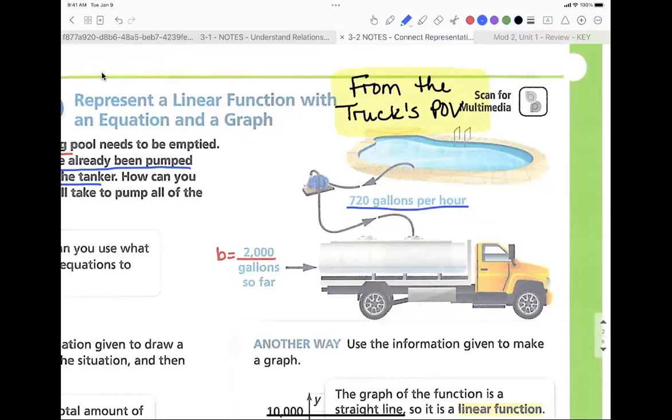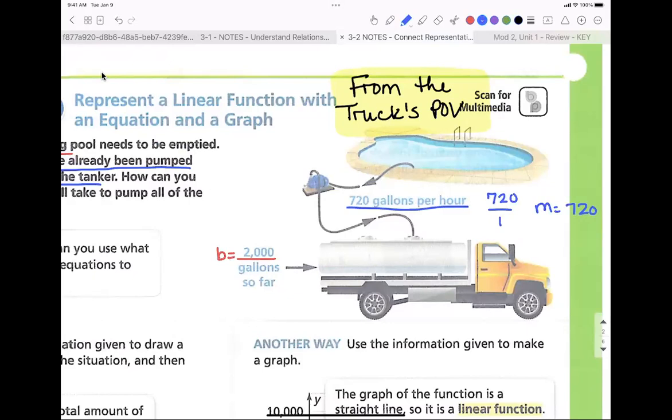Now it also tells us right here that the pump can pump 720 gallons in 1 hour. And that's your what? That's your M. Good. Because that's what's going to change every hour. And anything that changes per hour, per day, per whatever, that per is the important word there. Anything that changes per hour, that's going to be your M, because 1 hour, 720, 2 hours, another 720, 3 hours, and so on and so on. So your M is 720.